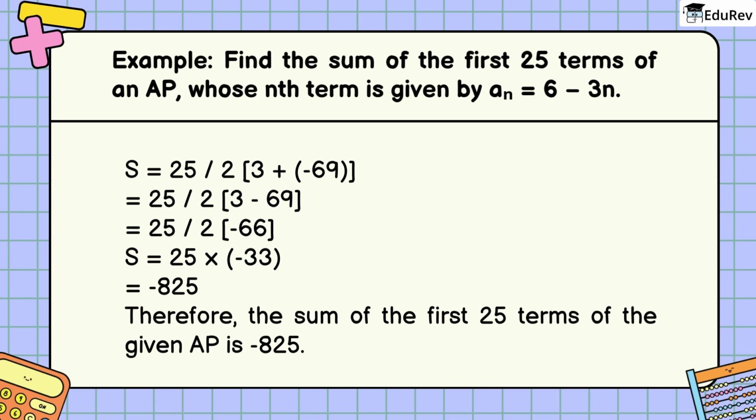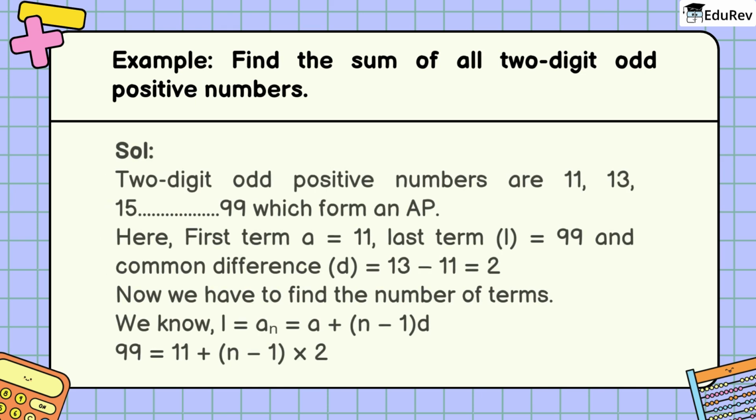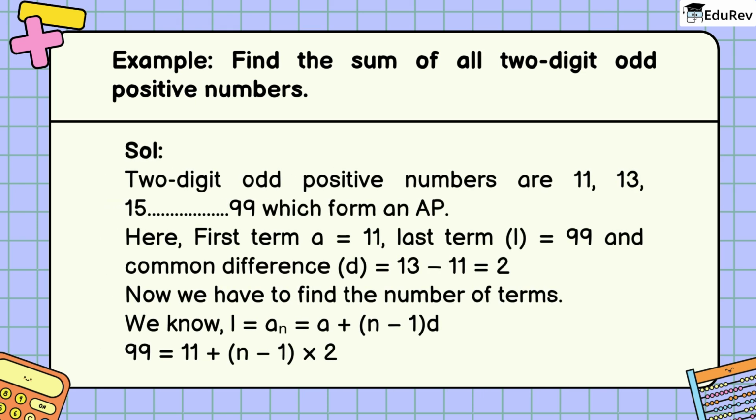For another example, we need to find the sum of all two-digit odd positive numbers. We know that odd two-digit positive numbers start from 11, 13, 15 and so on up to 99, which is forming an AP. Now, we have a is equal to 11, l is equal to 99 and common difference is equal to 13 minus 11, which is equal to 2.